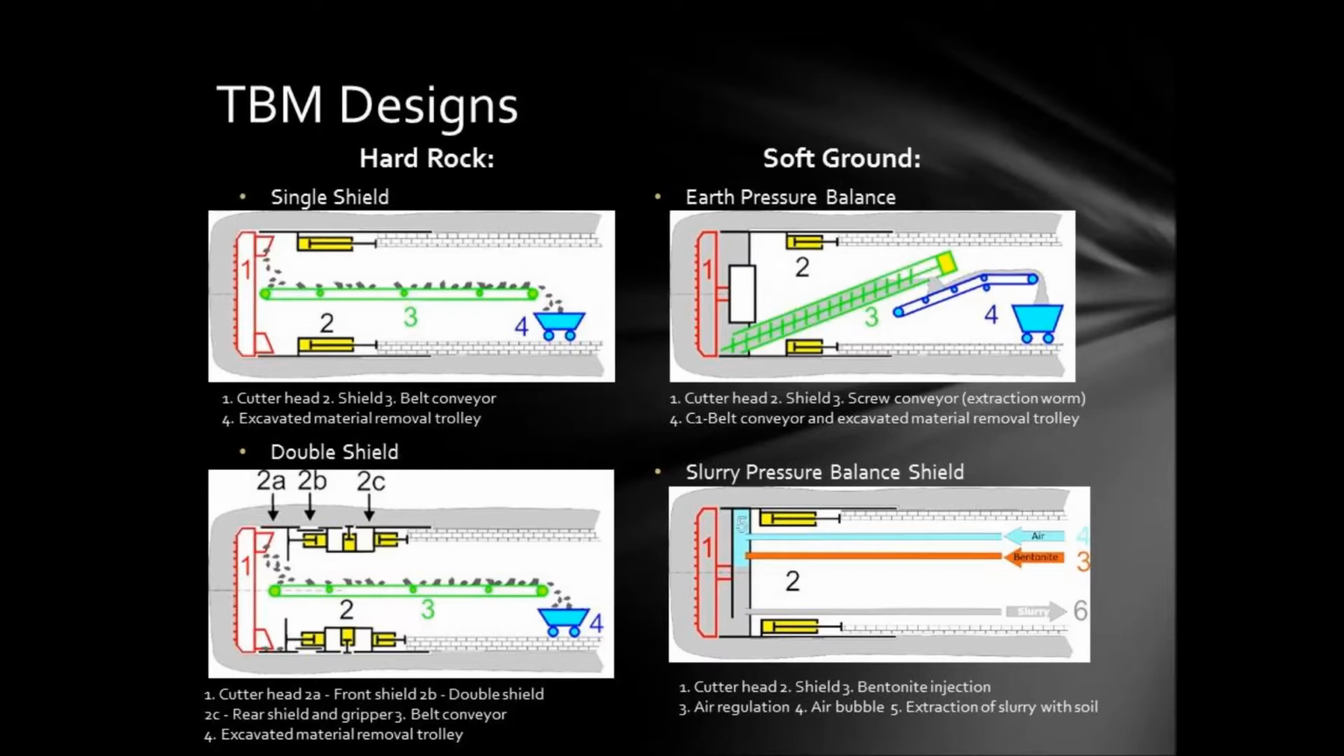The soft ground TBMs differ in the method used for providing face support to counteract the ground pressure. The two main types of soft ground TBMs are the earth pressure balance design, that uses a buildup of excavated material to create a back pressure to support the face, and the slurry pressure balance design, that adds compressed air and the cutting fluid bentonite in the cutting chamber to balance this pressure.